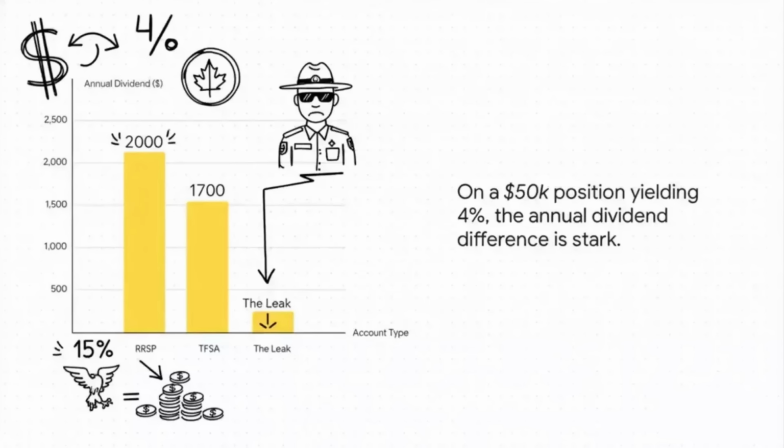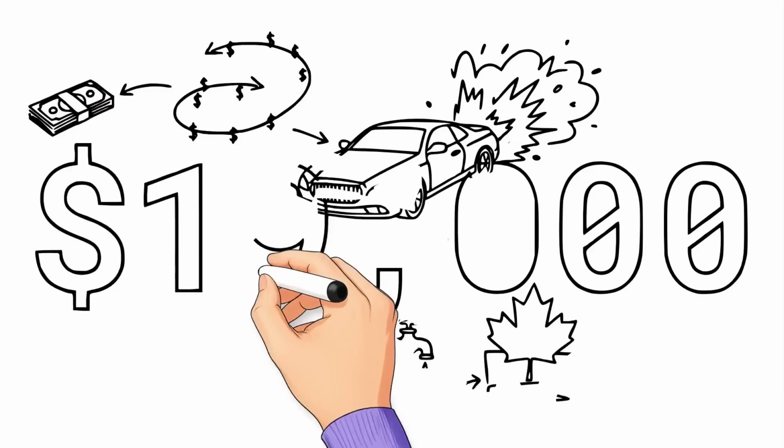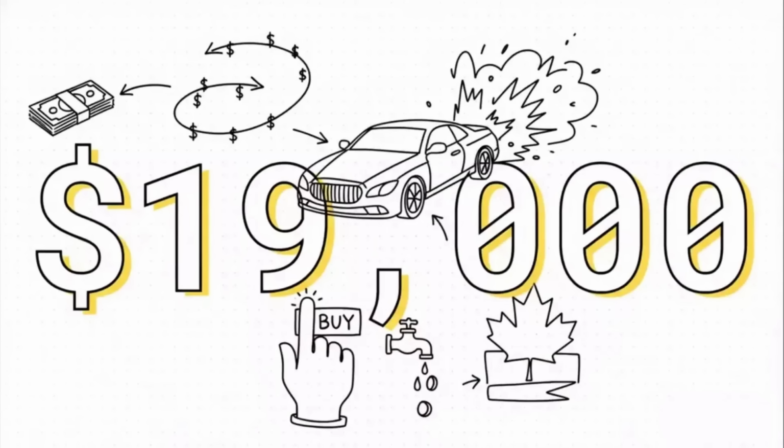You might say, $300 is nothing, but you are forgetting the rule of 72. You are forgetting compounding. That $300 annual leak, assuming the market grows at 7%, compounds into a loss of roughly $19,000 over a 25-year horizon. And that is just for one position. If you have a diversified portfolio of US dividend aristocrats, you could be bleeding enough capital to buy a luxury car simply because you clicked buy in the wrong account.